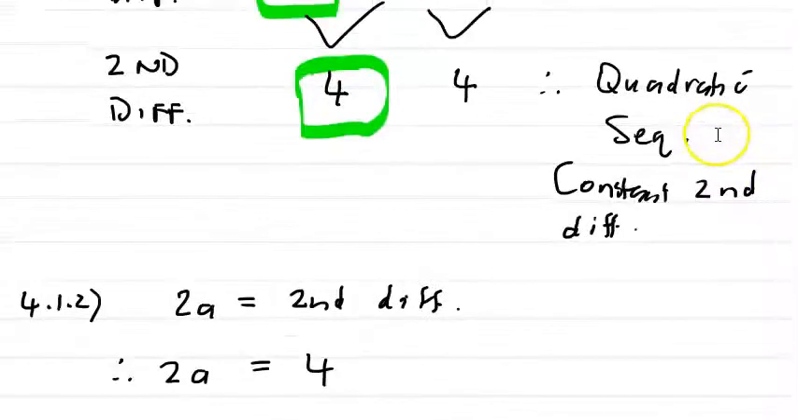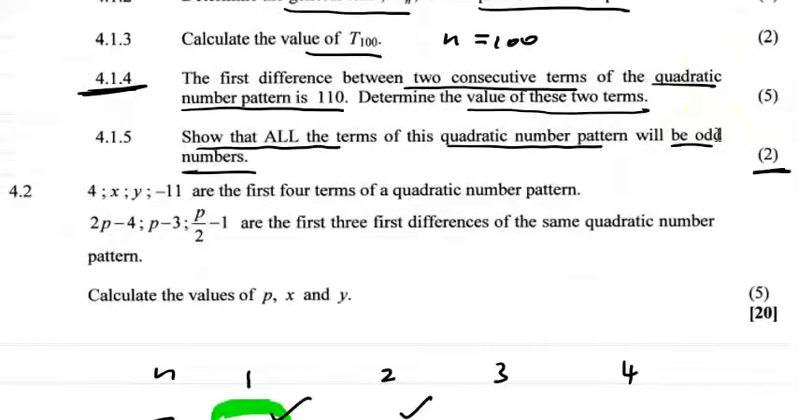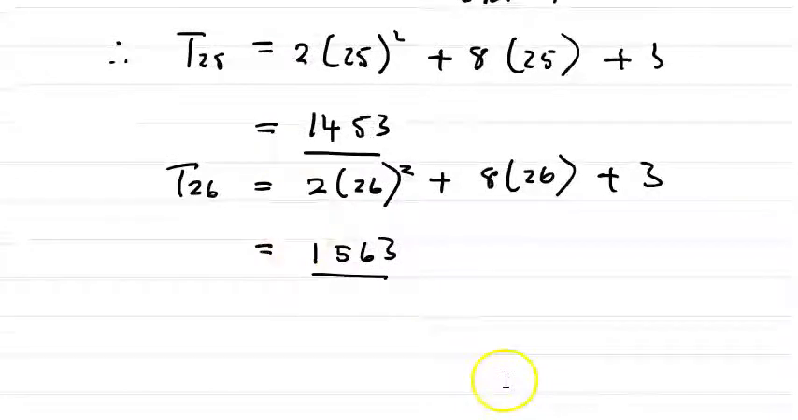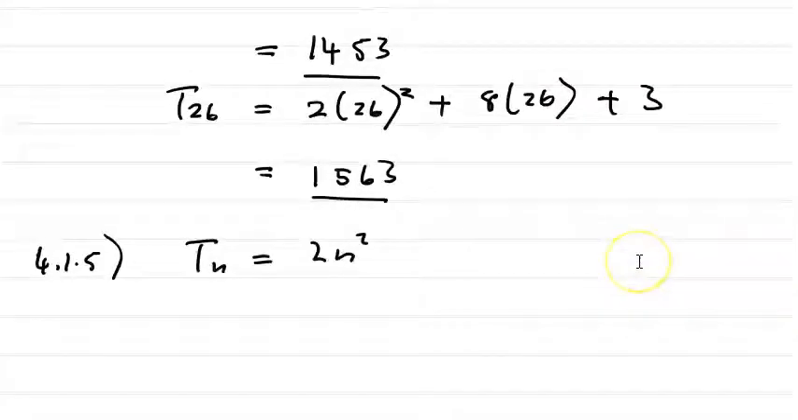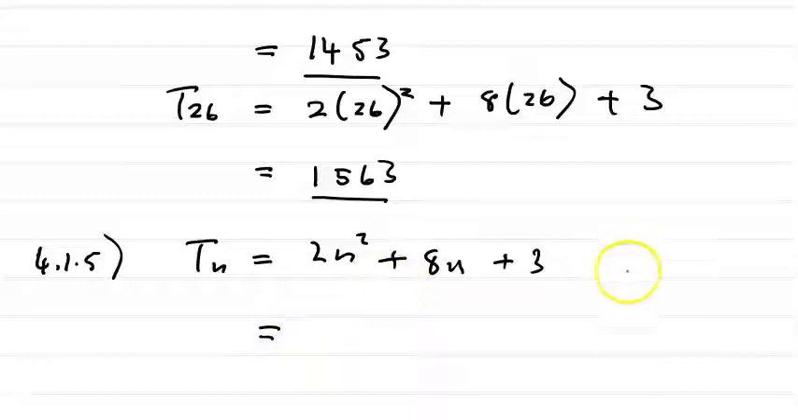So the question number is 4.1.5. Okay, so we're looking at this question here. Let's write that down. In 4.1.5, we'll write down our formula: Tn equals 2n squared plus 8n plus 3. In this particular question, it's for 2 marks. In some questions that are more complex, we would be required to write in the completed square form and so on. But I think this is a more basic question.